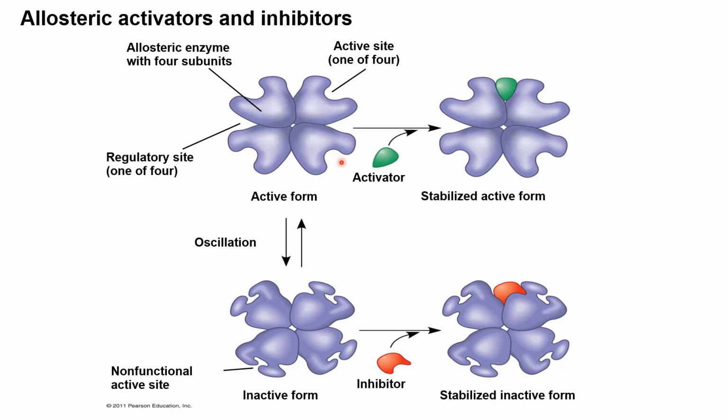The entire complex oscillates between two different shapes. Here, catalytically active, and another one, inactive. The binding of an activator to a regulatory site, or the allosteric site, stabilizes the shape that has functional active sites. So here, it stabilizes the active form. But when there's a binding of an inhibitor, it will stabilize the inactive form of the enzyme.